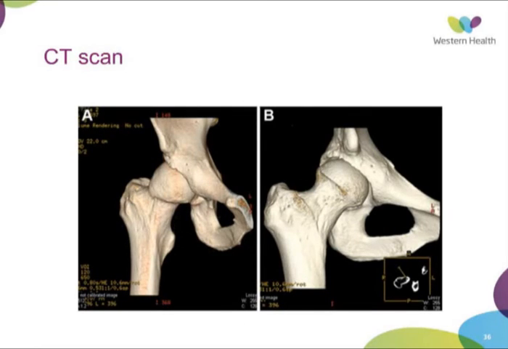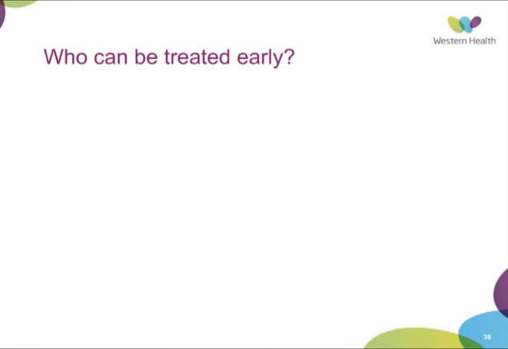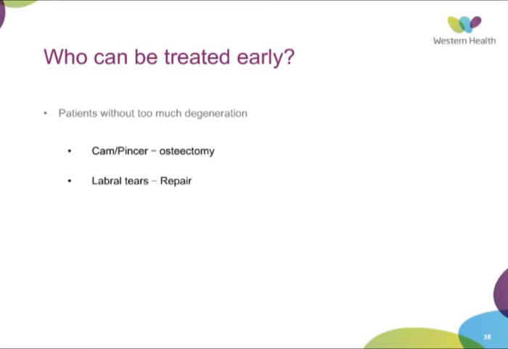This is a CT scan that demonstrates quite nicely a very large cam lesion anteriorly and superiorly on the femoral neck. An MRI such as this can show that there's chondral damage and a labral detachment. So, who can be treated early and prevent total hip replacement? And again, patients without too much degeneration. You can take away the bony lesion that's causing the impingement with cam or tensor lesions. Labral tears can be repaired, and if you've got chondral damage, you can either resect it, debride it, reattach it, or microfracture in an attempt.